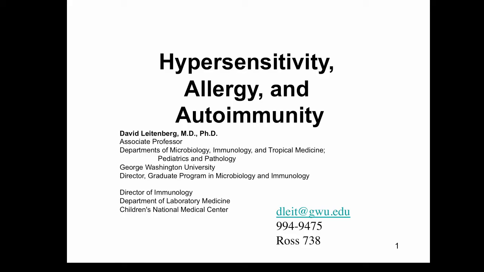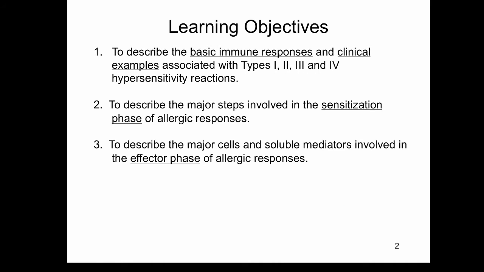So this lecture is focused on the immune mechanisms that are involved with different types of hypersensitivity reactions and how those reactions are associated with allergic and different autoimmune syndromes. So the learning objectives for this lecture are: 1, to describe the basic immune responses and clinical examples that are associated with types 1, 2, 3, and 4 hypersensitivity reactions.